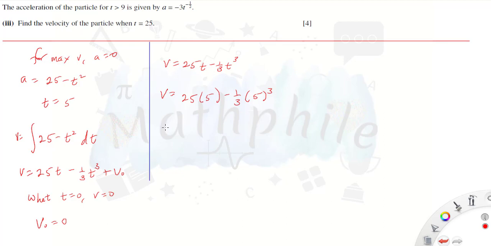Yes, that's 83.33 meters per second. So v is equal to 83. Is it a recurring 3? Yes, 83.3. So let's do it this way, to tell the examiner that you know what we are doing. Okay, good.